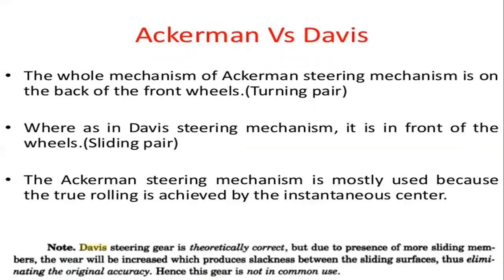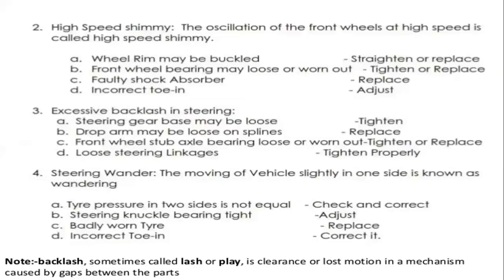Next, coming to the comparison of Ackermann's and Davis steering gear mechanisms. The whole mechanism of the Ackermann's steering gear is on the back of the front wheels, and it is in the turning pairs only. But coming to the Davis steering gear mechanism, it is in the front of the wheels, and it is of the sliding pairs only.